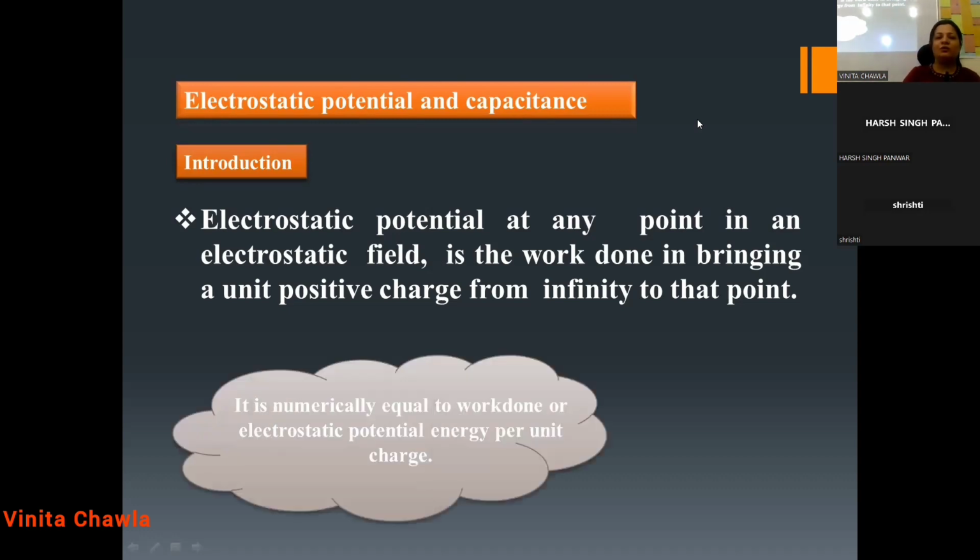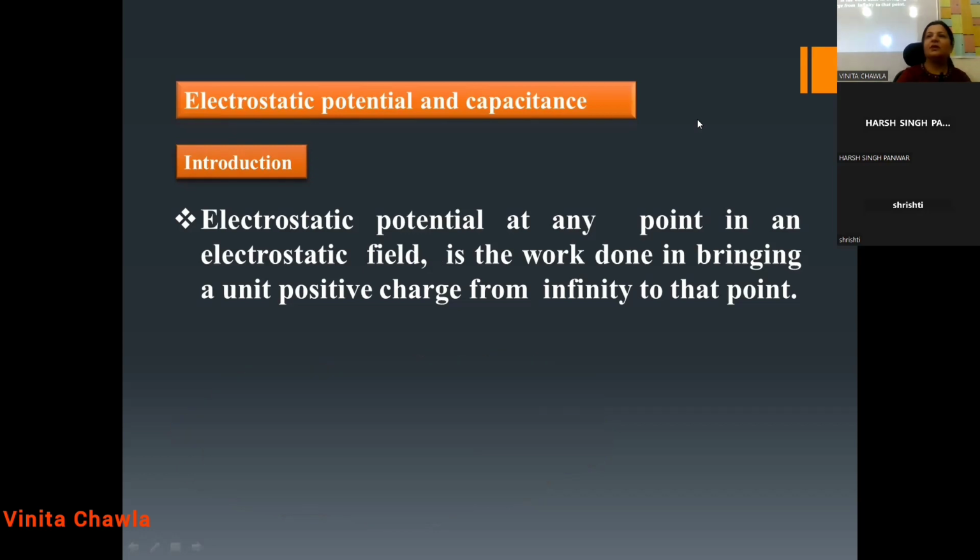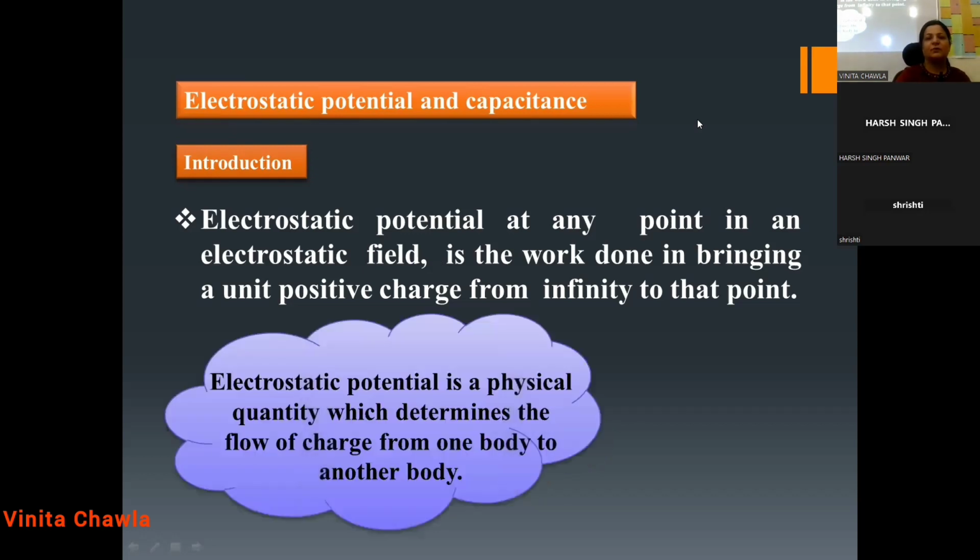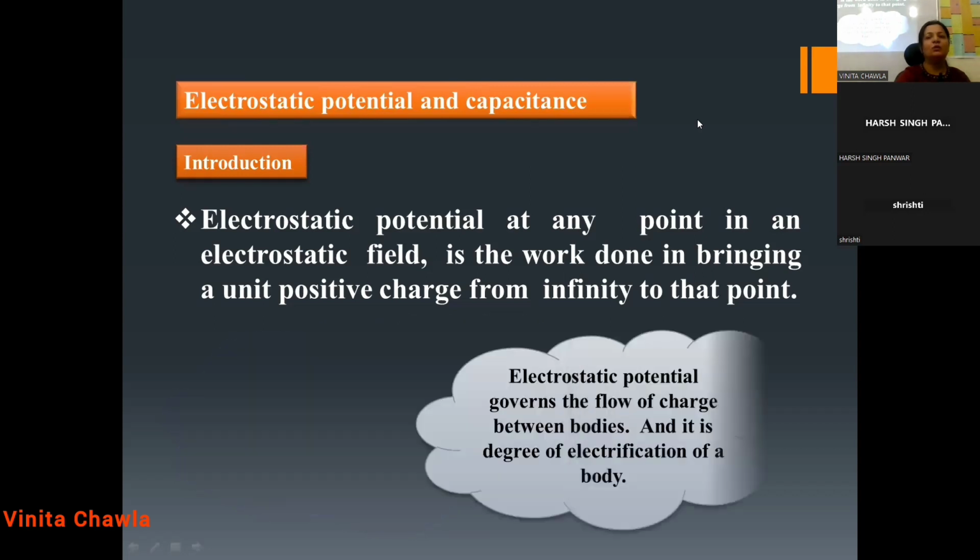It is numerically equal to work done or electrostatic potential energy per unit charge. Okay, if our charge is not unit positive, then we divide it by Q, W upon Q. Then we get electrostatic potential. It is a physical quantity which determines the flow of charge from one body to another body. Charge flows from a body at higher potential to a body at lower potential. Okay, so it governs the flow of charge between bodies and it is a degree of electrification of a body.